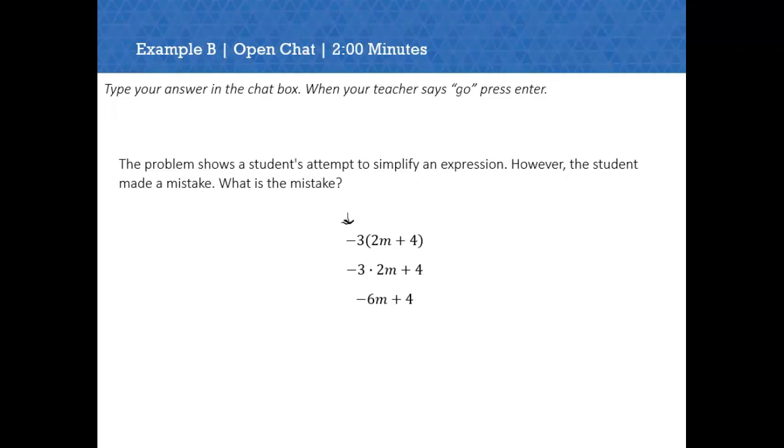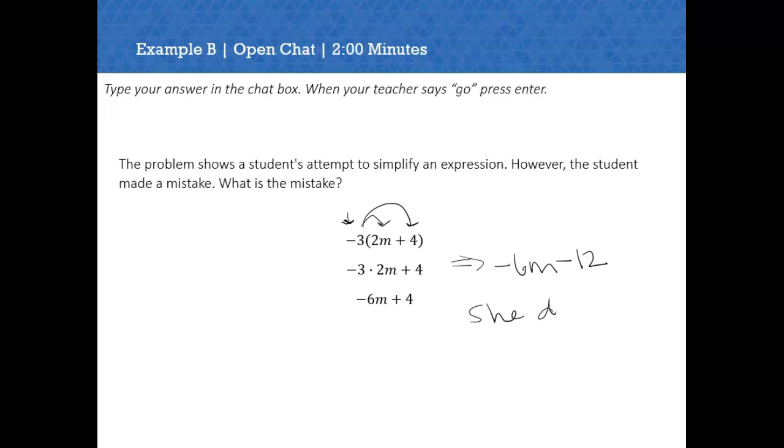This is a negative 3 out front. So this is negative 3 times 2m, negative 3 times 4. So in her second line, she has negative 3 times 2m, which is correct, but she just wrote a positive 4. So she did not distribute the negative 3 to the 4. So the correct answer should be negative 6m minus 12.